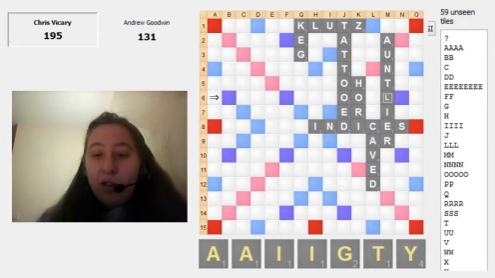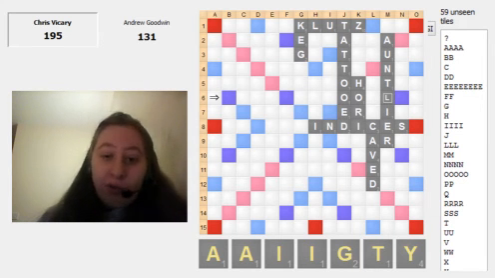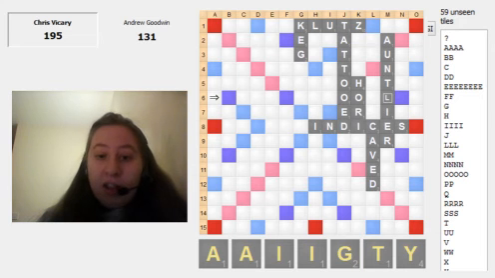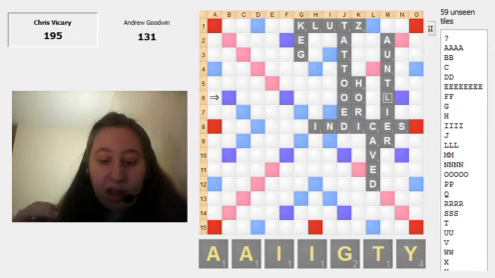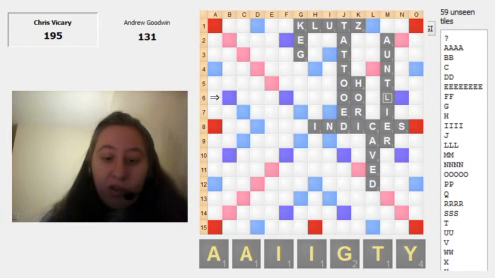So Y's are also really useful when you've got, say, a rack full of consonants or a rack full of vowels. So I'm going to add me some consonants, hopefully.